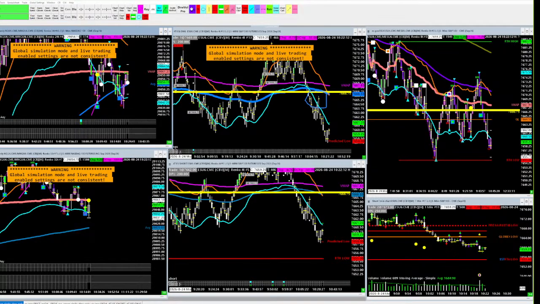Man, I missed that beautiful roll. I messed with my focus. That's all right. They are trying to hold NQ very, very desperately.